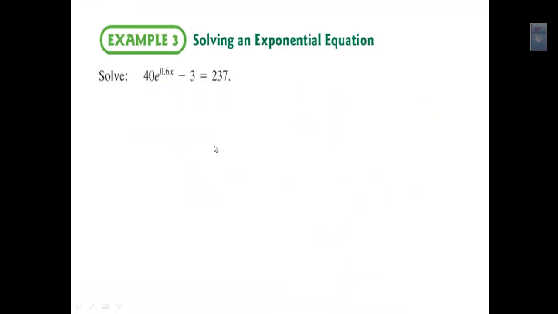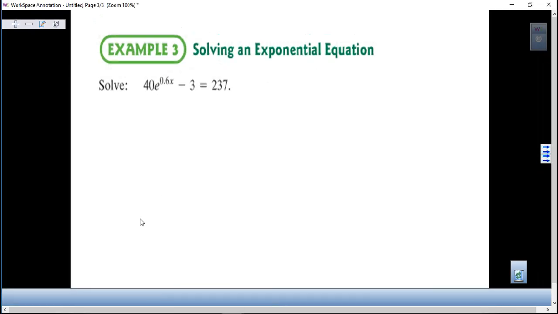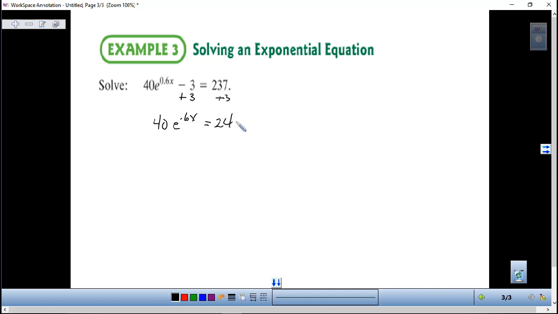Now, of course, you know they're not all going to be that easy. So you're going to have some manipulation you're going to have to do. So in this case, remember, you want to isolate your exponential first. So we're going to get solved down to e to the 0.6x. So that means I'm going to add 3 to both sides. So you get 40 e to the 0.6x equals 240, since 237 plus 3 is 240. Then you want to divide both sides by 40.